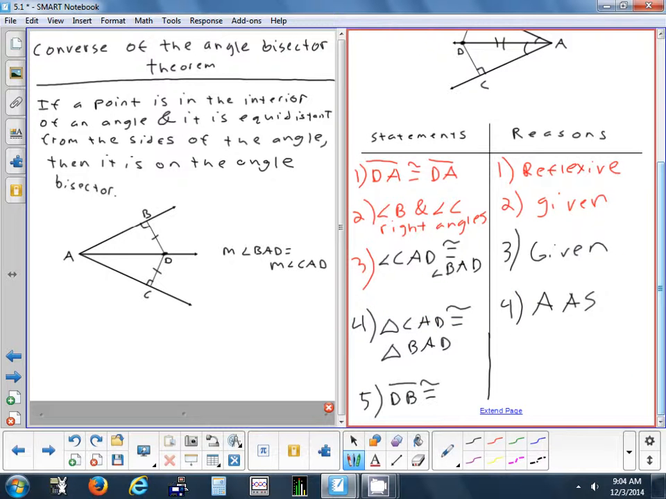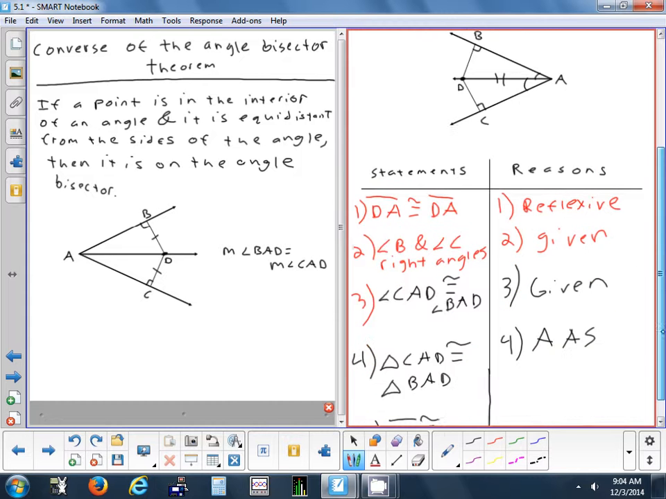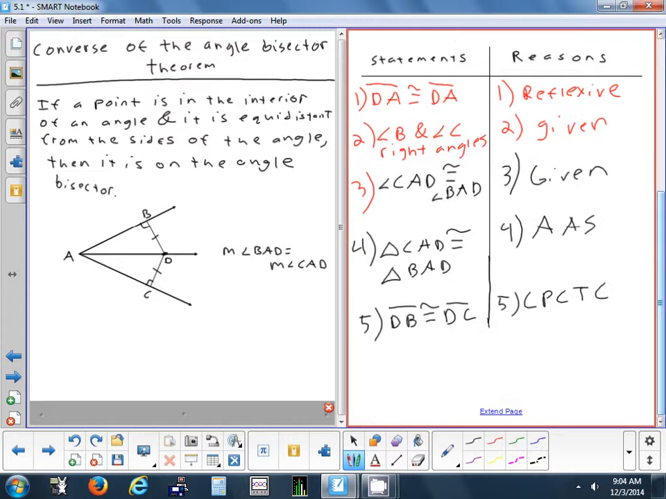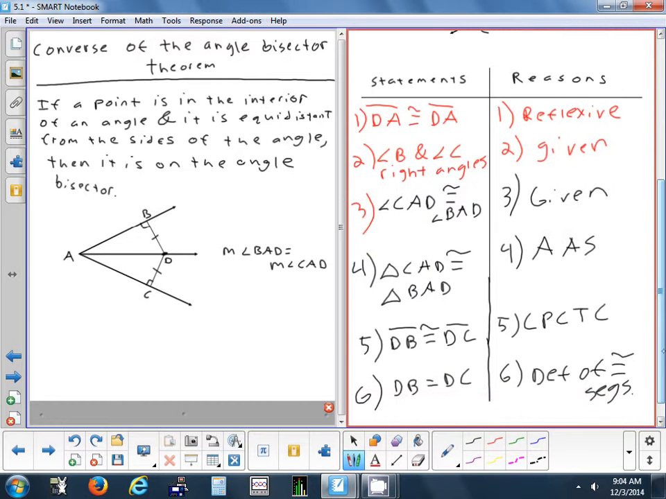Anybody remember the reason we did this earlier? DB is congruent to DC. CPCTC, yep. The corresponding parts of congruent triangles are also congruent. Now we can say the proof DB equals DC. That's the definition of congruent segments. Okay. So now we don't have to go through that proof again. We've now proved what we wanted.